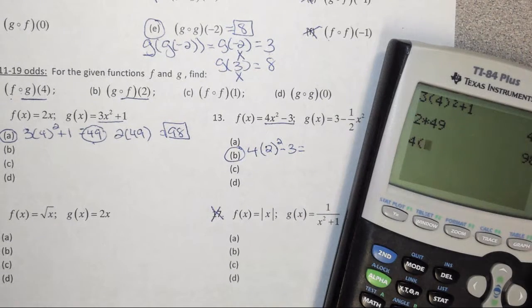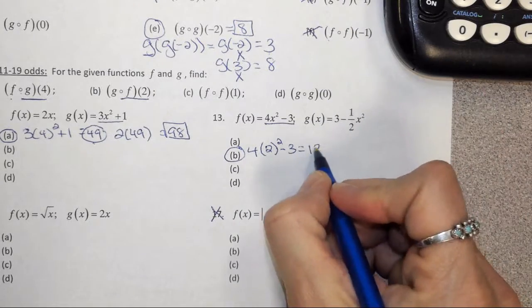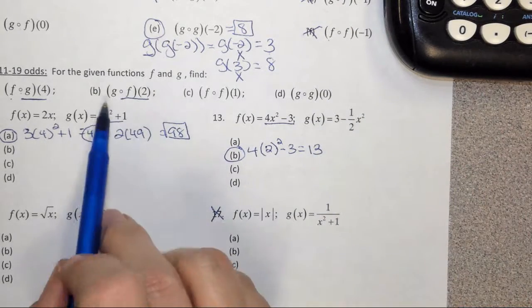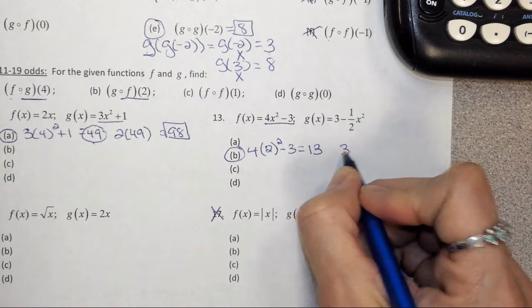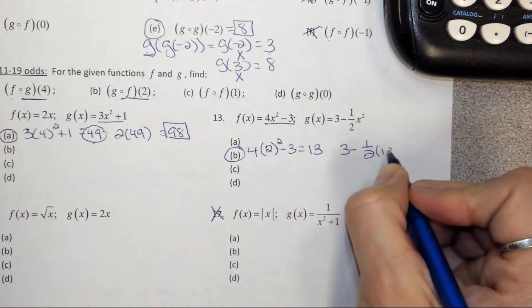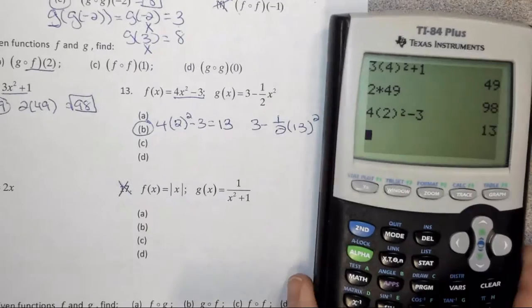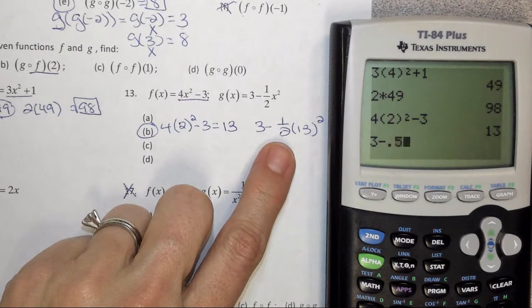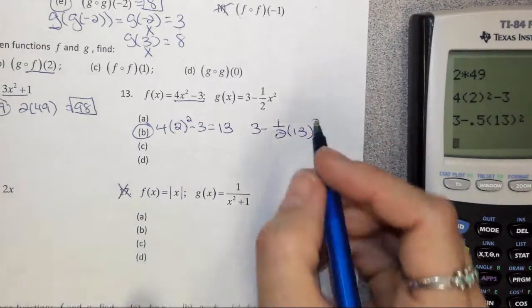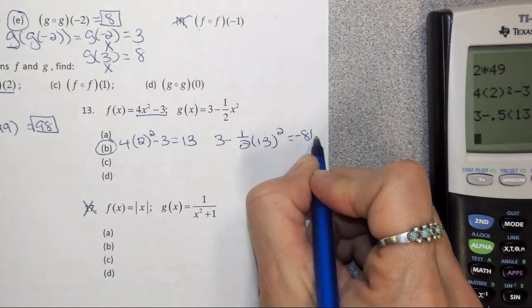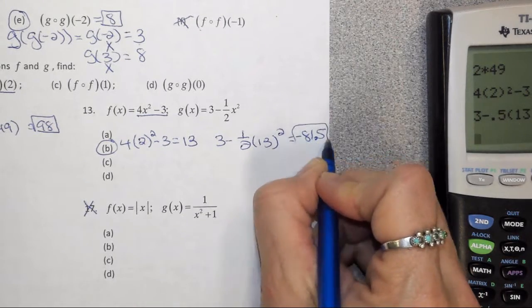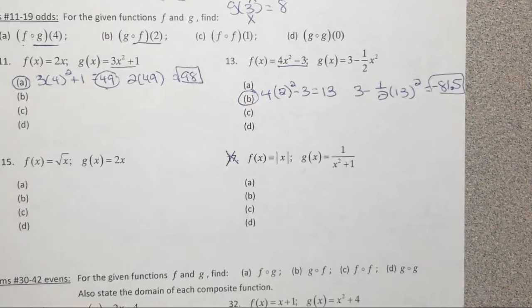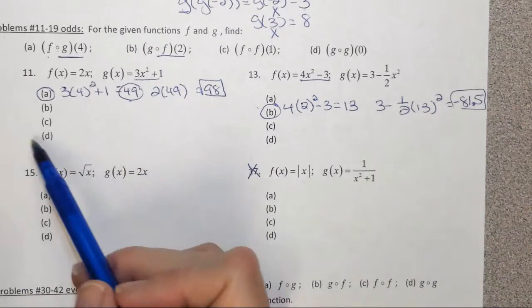Use my handy dandy calculator. I get 13. And I'm going to take 13 and I'm going to plug it into the G function. So 3 minus 1/2 13 squared. So again, I'm going to use my calculator. 3 minus, I can use 0.5 if I want, 0.5 13 squared. I'm going to get negative 81.5. Okay. Again, you need to go do A, C, and D, and over here you need to do B, C, D.